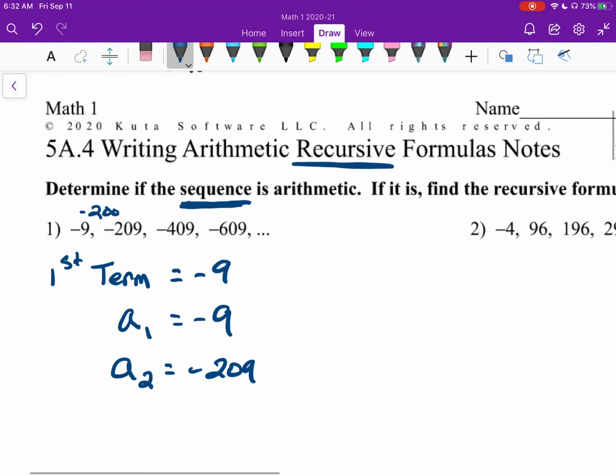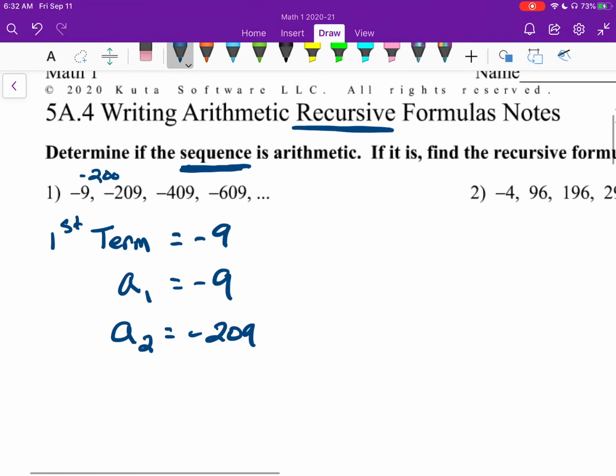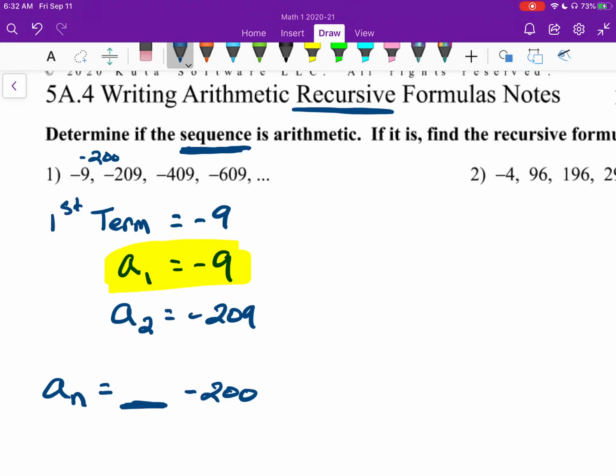So we could write out a bunch of A sub 1, A sub 2, A sub 3, A sub 4. We could write it out as far as we wanted, but we want something a little bit more general. We're going to use our A sub 1 as our starting point, and then what we want is an A sub n. That way you could get any term. It's not a specific term. So we're going to say A sub n equals the previous term minus 200, right? Anytime you do this, you plug in the previous term right here, and you subtract 200.